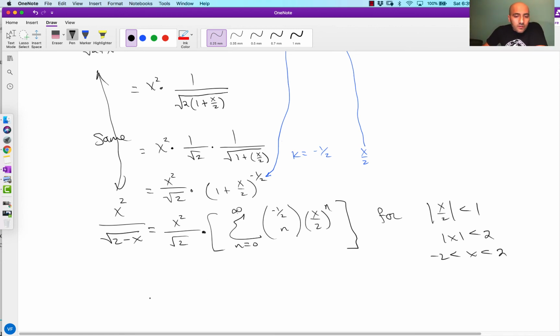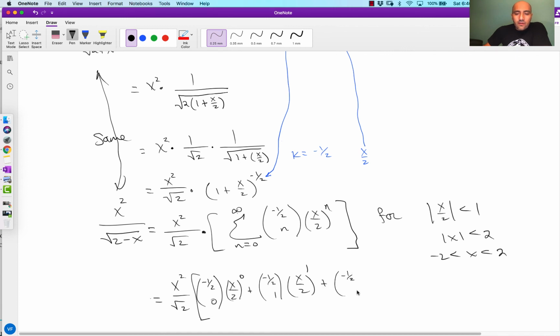So what does this mean? This means that, let's leave this alone, we have this over that. And now let's start expanding this. So this is going to be equal to negative 1/2, choose 0, and then it's going to be x over 2 raised to the 0 power. That's what happens when n equals 0. Plus, and then we have negative 1/2, choose 1. And then we have x over 2 raised to the 1 power.